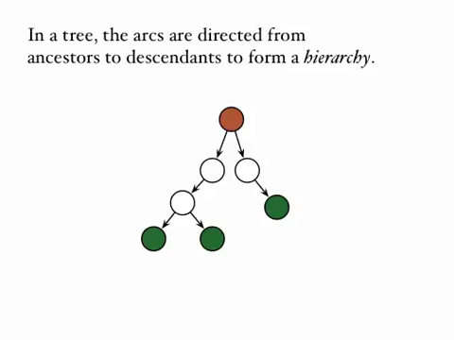Now, in a tree, these arcs, or the connections between the levels in the tree, form a hierarchy from ancestors to descendants. So we can think of these connections as being directed. That is, they have a direction that travels from the root node of the tree down to the leaves.